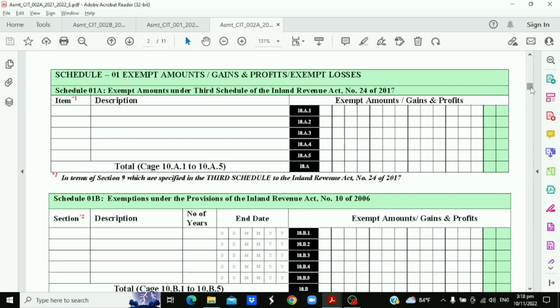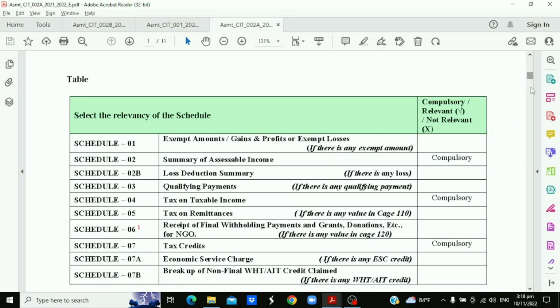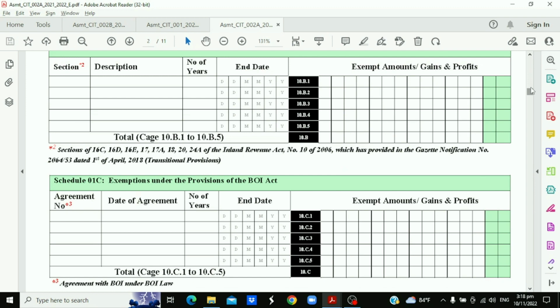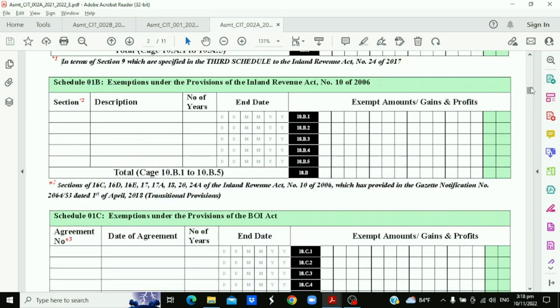Then 1B relates to exemptions still valid from Inland Revenue Act number 10 of 2006, due to transitional provisions. Some of the exemptions are still valid, related to sections 16C, 16D, 16E, 17, 17A, 18, 20 and 24A. Those are the relevant sections. With that, for whatever remaining periods, they can claim the exemption. They have to mention the section descriptions, how many years they can claim, and the end date for this exemption. Then you can declare the amount.